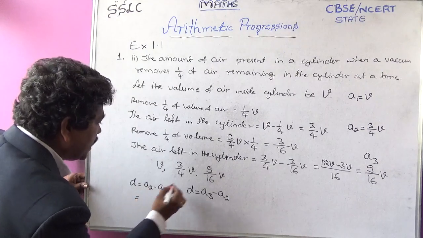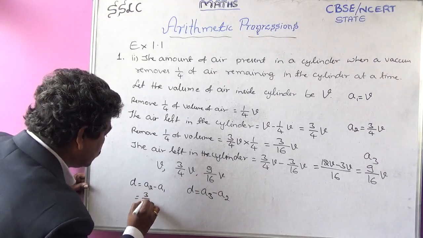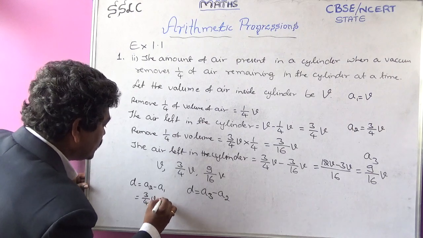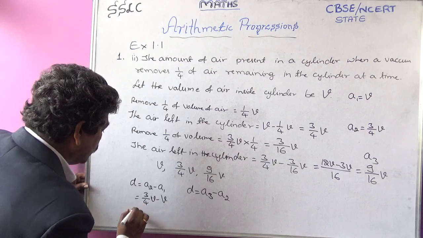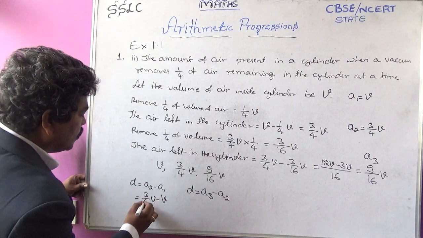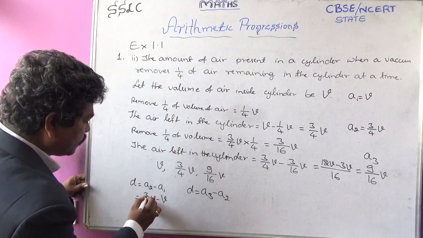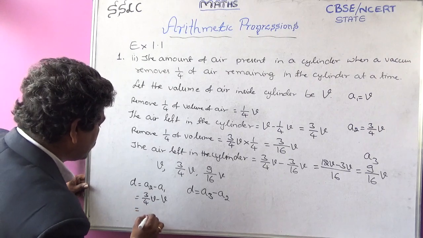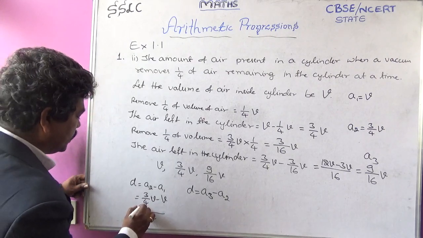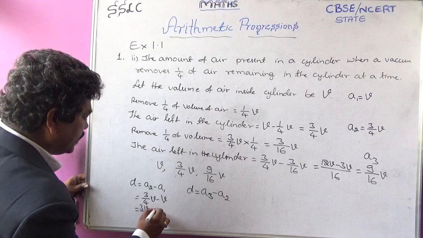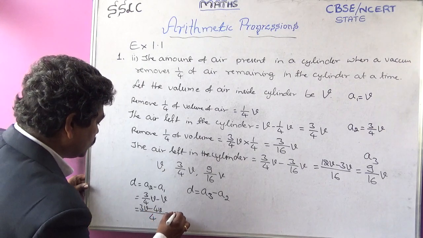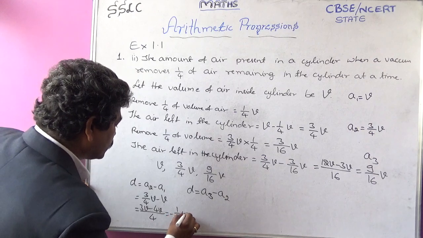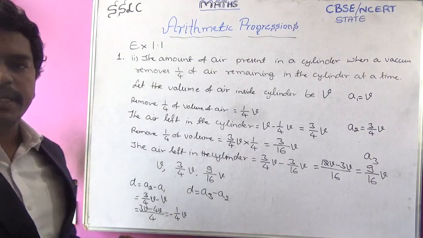So what is A2? A2 is 3/4 of V minus A1, which is V. Then we have to take the LCM here. 4 is the LCM. Here this becomes 3V minus 4 1s are 4V, that is equal to minus 1/4 of V. This is the difference D.